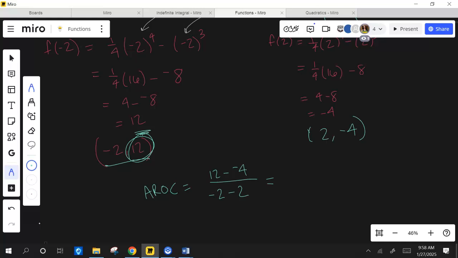Okay, so it doesn't matter. I'm going to get the same thing. If I started with the -4 and I did -12 over 2 minus -2, I'll end up with the same thing. It doesn't matter which point you start with, so long as if you start with this point up top, you also start with that point in the bottom. So it doesn't matter which one you start with. All right, so I got 16 over -4, which is -4. What's the average rate of change for that one? -4.